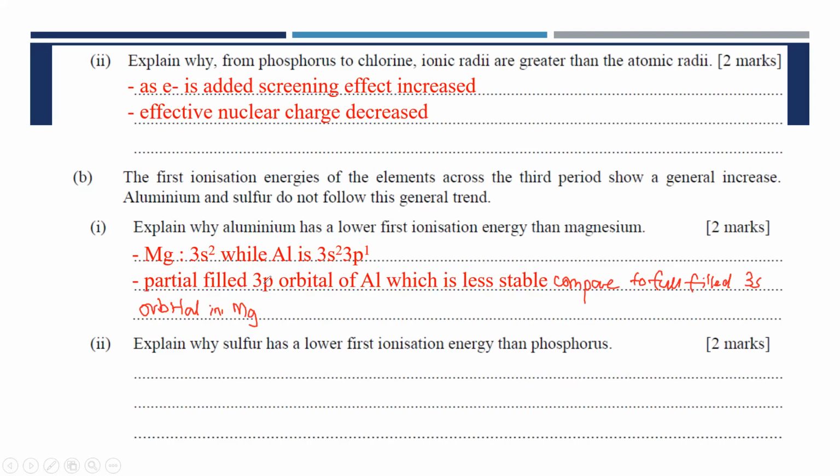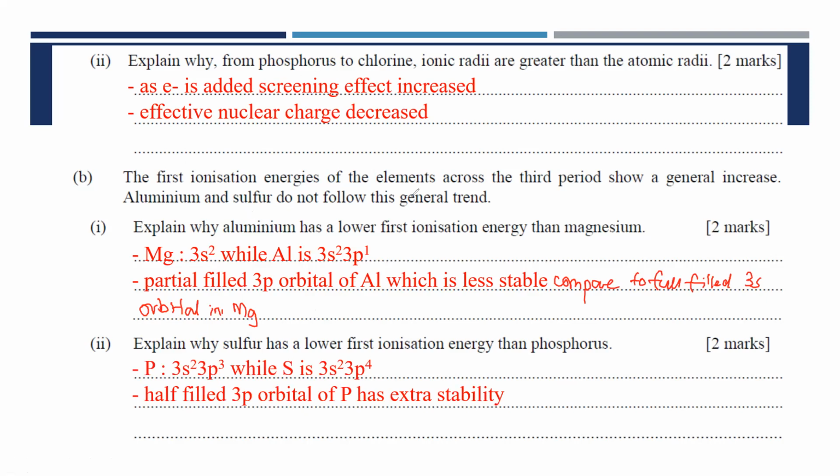Okay, and similarly, why does sulfur have a lower first ionization energy than phosphorus? Same reason. So write the balanced electronic configuration first. So phosphorus is 3s2, 3p3, while sulfur is 3s2, 3p4. So we say the half filled 3p orbital in phosphorus has extra stability, or you can even answer as the electron pair in sulfur.